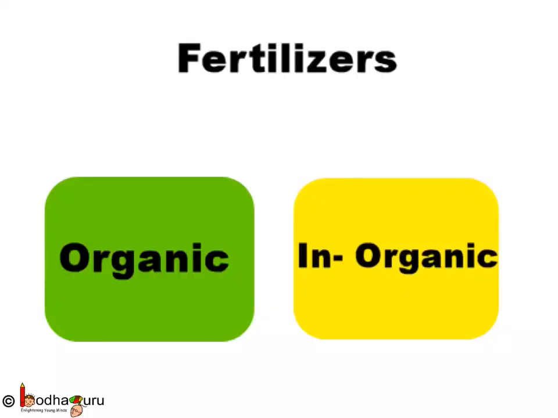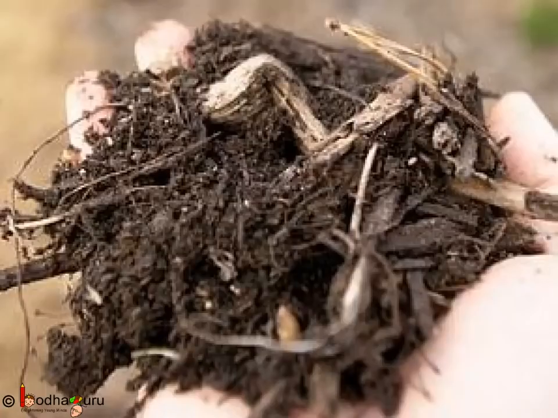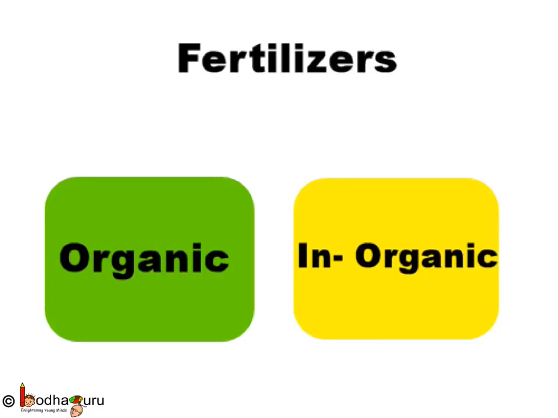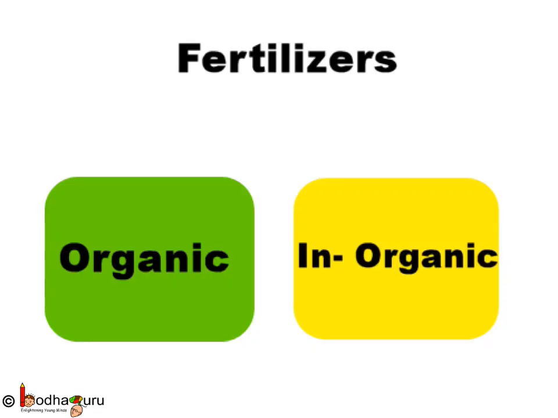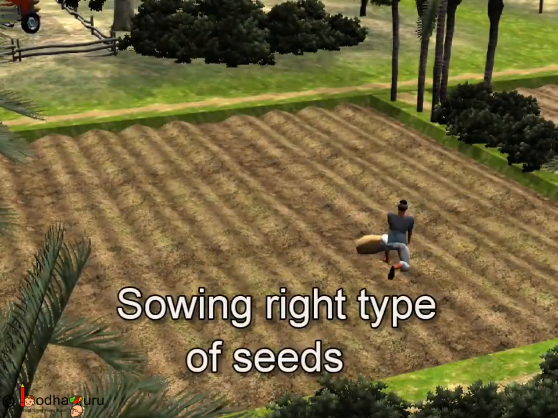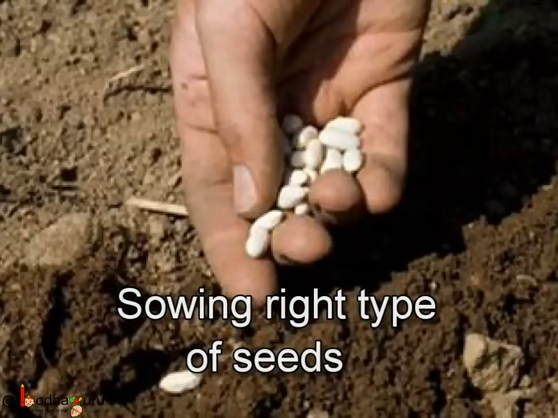Fertilizers are of two types. Organic, obtained from cow dung or dead organisms. Chemical, made in factories, like urea, nitrates, phosphates, etc. Then we need to sow very good quality seed if we want a good quality crop. As you have heard, what you sow, so shall you reap.